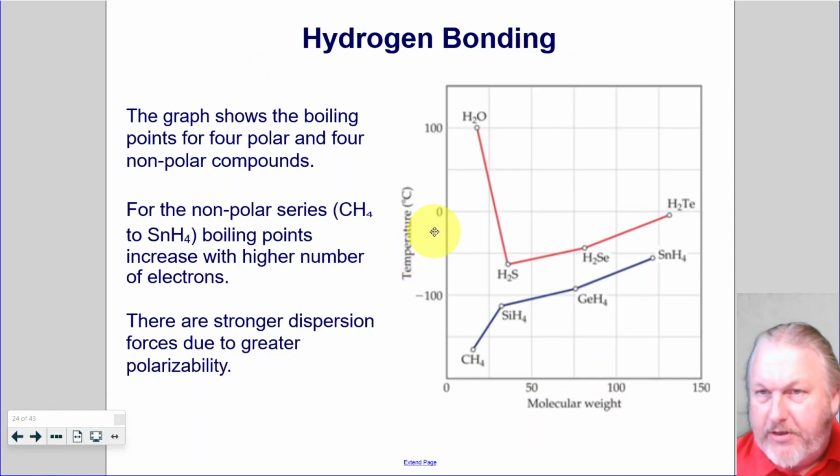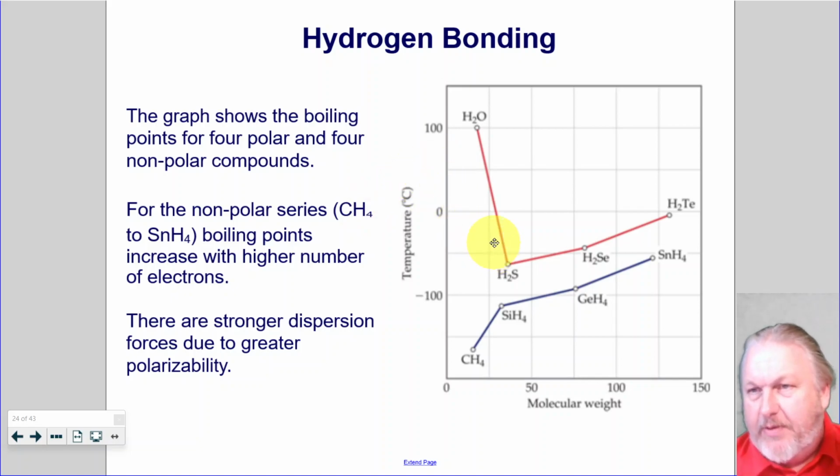So let's look at another one. This is a special type of IMF called hydrogen bonding. This graph shows the boiling points for 4 polar and 4 nonpolar compounds.